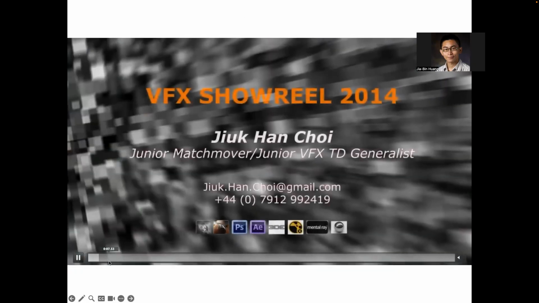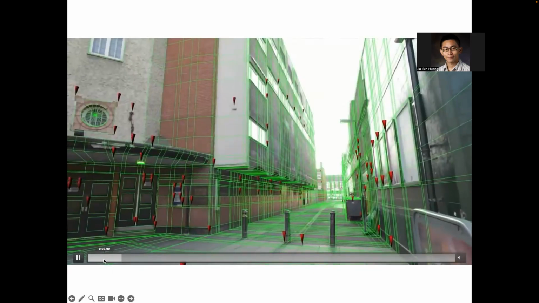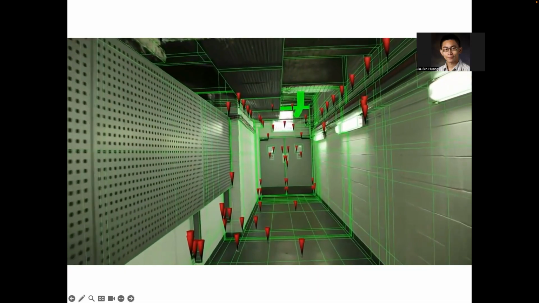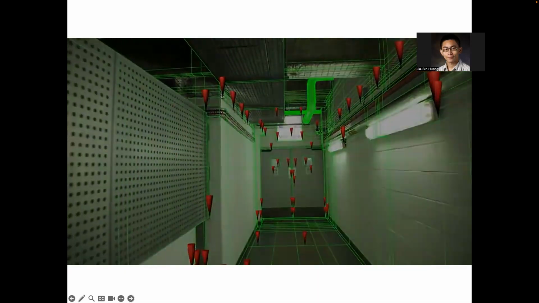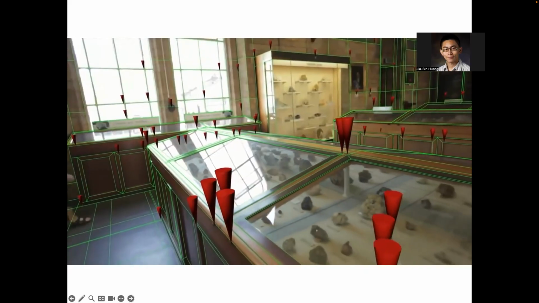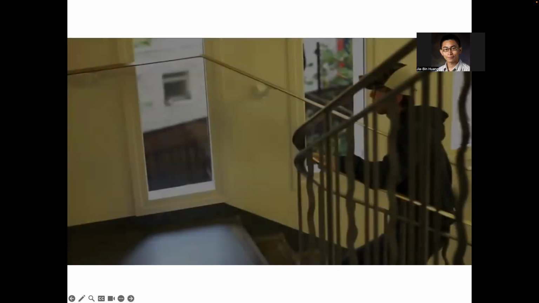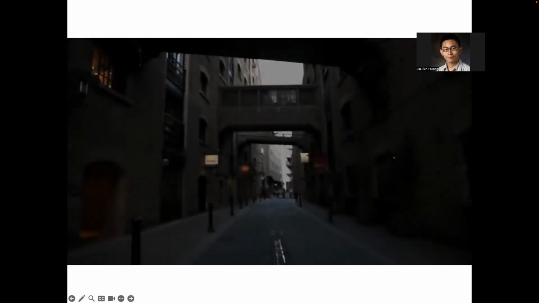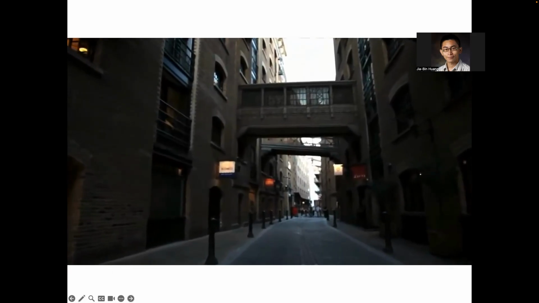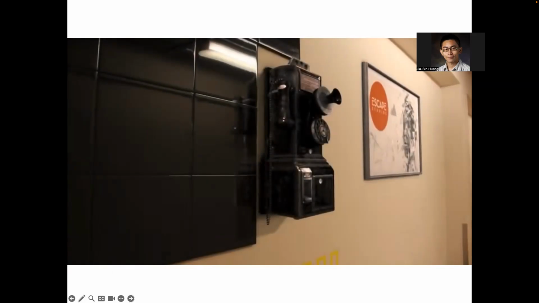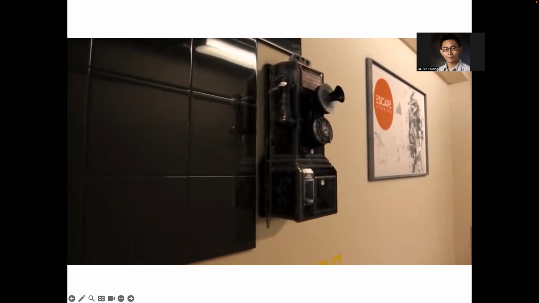Okay, so here are some examples of these virtual insertions. These are the key points that you will be able to recover, like 3D key points. And you also know the camera locations. And because of that, you are able to insert virtual objects. This is the virtual object you inserted. So here are some examples.